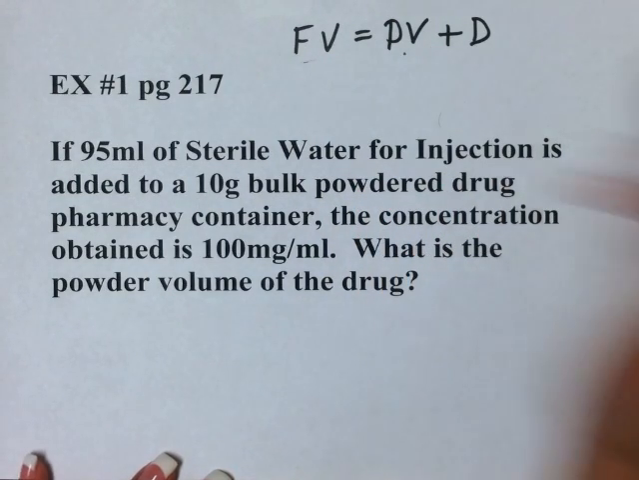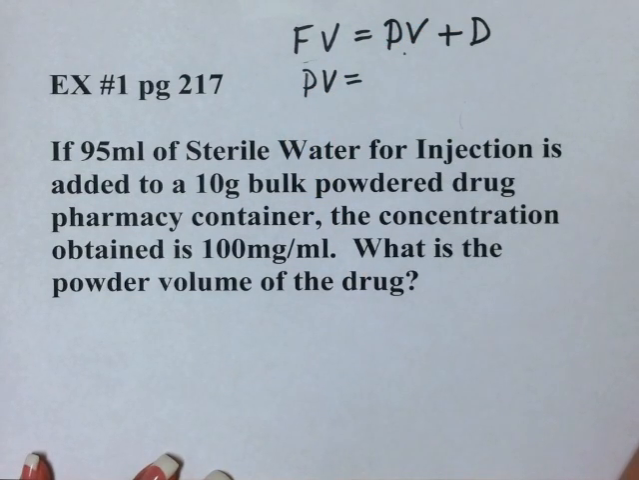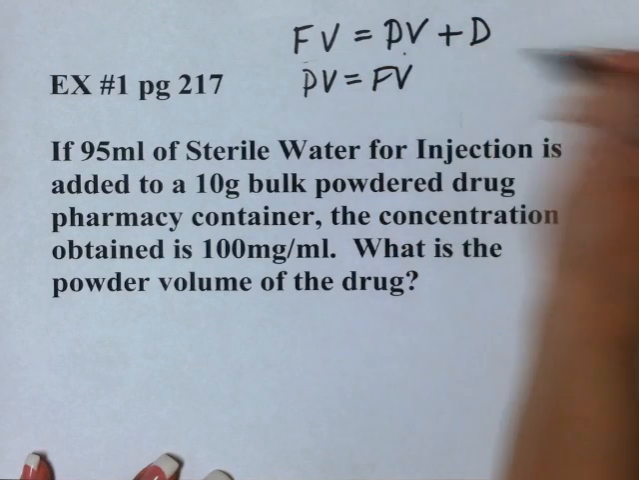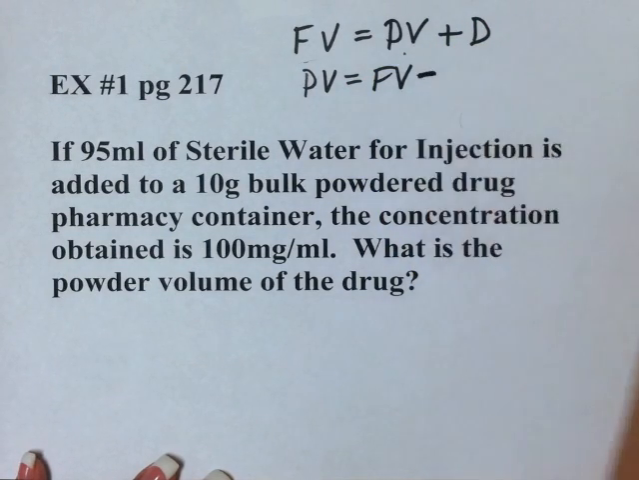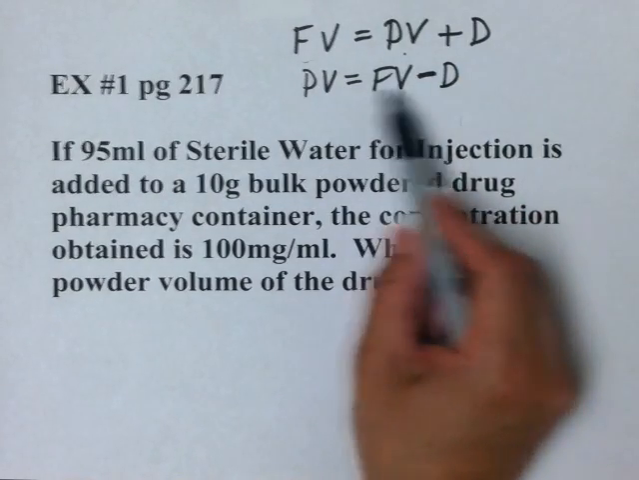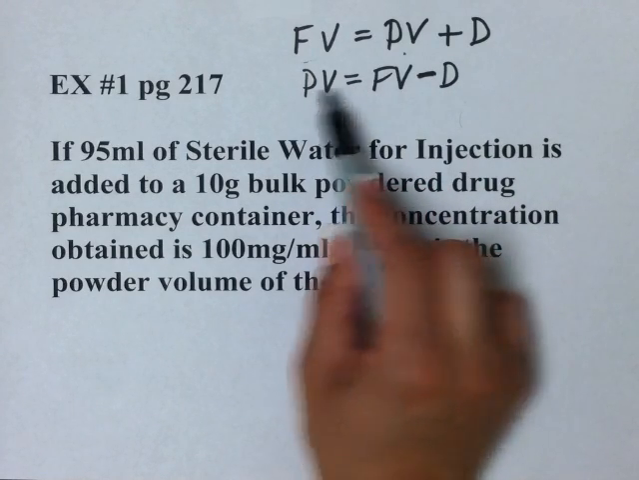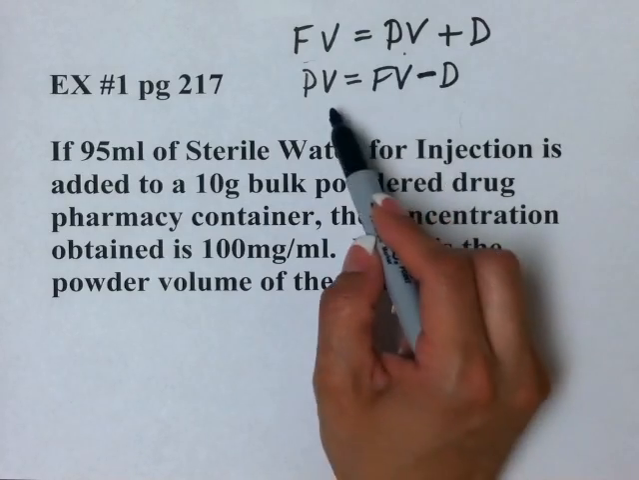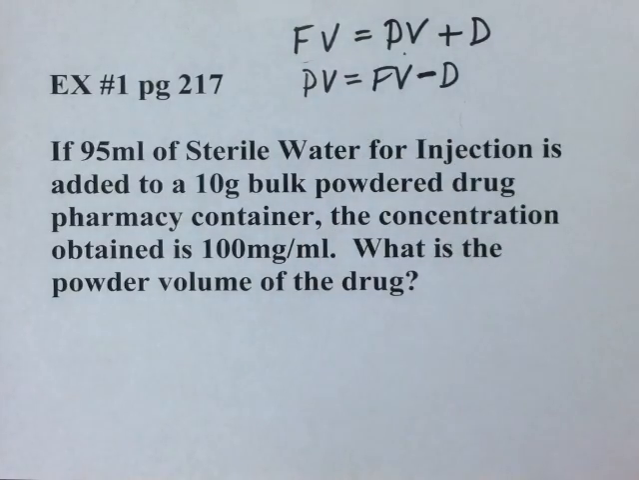If you are solving for the powder volume, then you know that it's going to be your final volume, once you calculate that, minus or subtracting that diluent. So it's always going to be a subtraction whether you're finding the powder volume or if you're finding the diluent. So I put these down just to help guide us, to keep us thinking along the right path. So let's take a look at this example here.